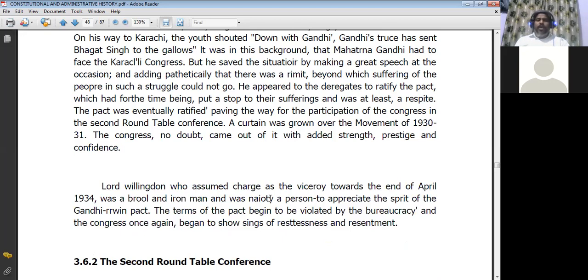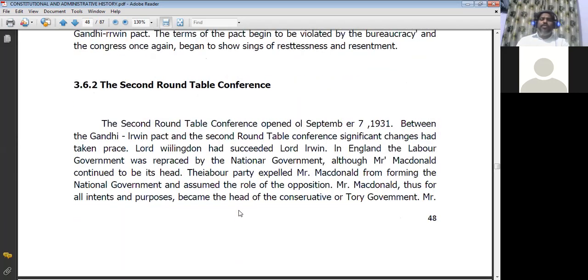And Lord Wellington, who assumed charge as Viceroy towards the end of April 1934, was not a person to appreciate the spirit of the Gandhi-Irwin Pact. The terms of the pact began to be violated by the bureaucracy, and the Congress once again began to show signs of restlessness and resentment. Okay, when you see the second roundtable conference, the second roundtable conference opened on 7th September 1931.